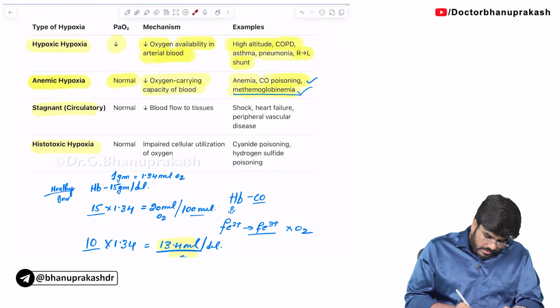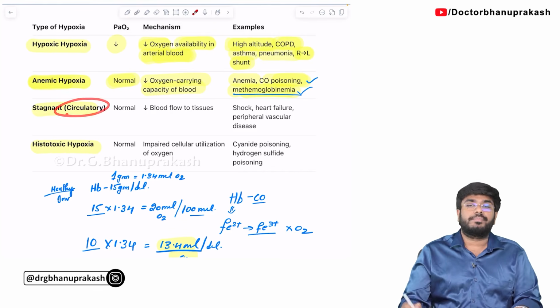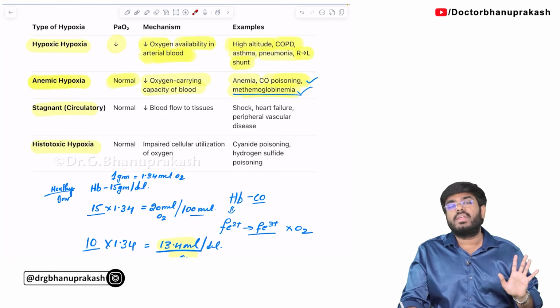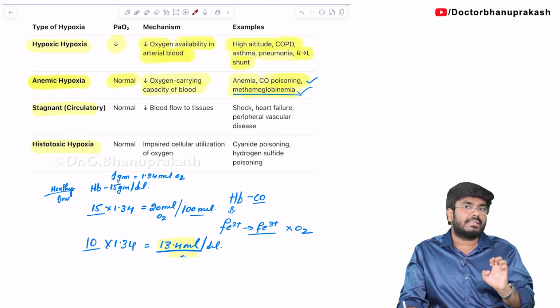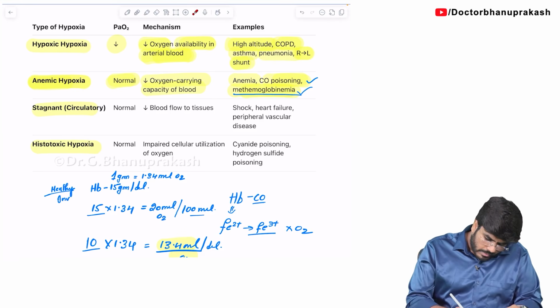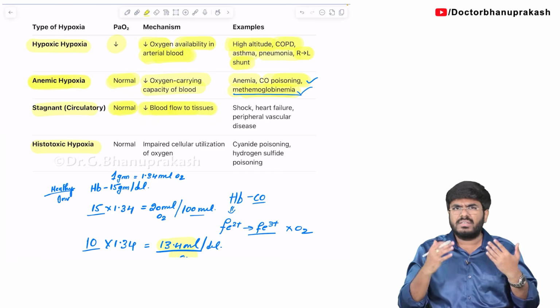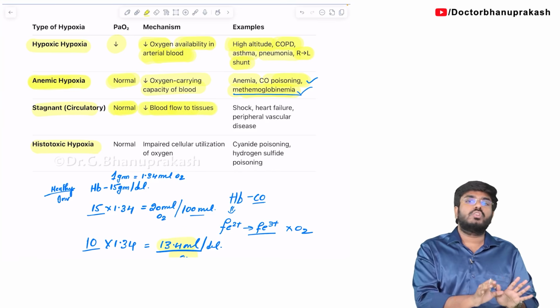Next, what about the stagnant hypoxia or circulatory hypoxia? See, here the problem is with the circulatory system. Outside oxygen is okay, there is no problem with the oxygen and there is no problem with the hemoglobin, everything is okay. But here the problem is with the pump, that's a heart related problem. So, the partial pressure of oxygen is also okay. There is decreased blood flow to the tissues. There is some reason blood is not going to the tissues.